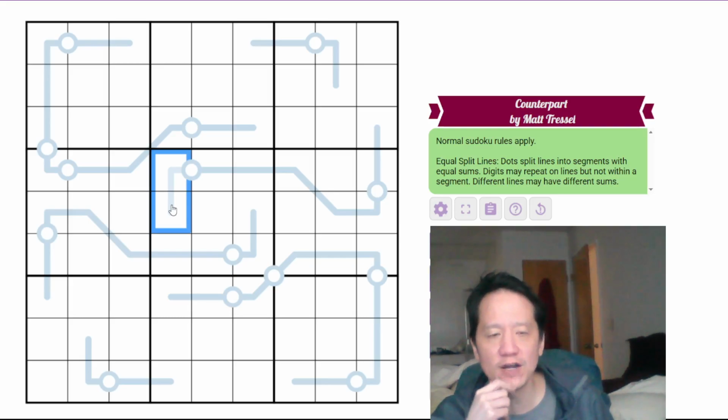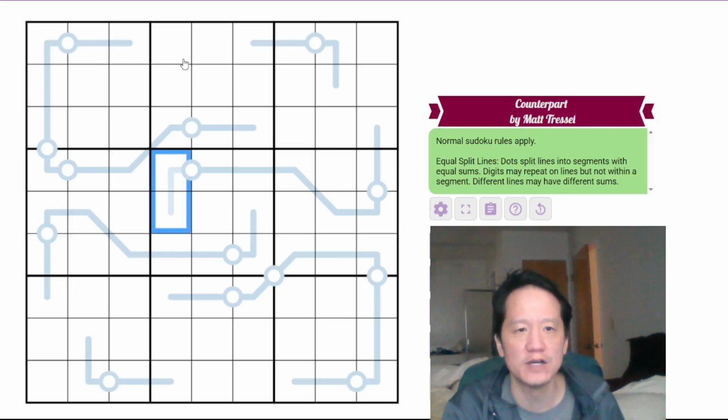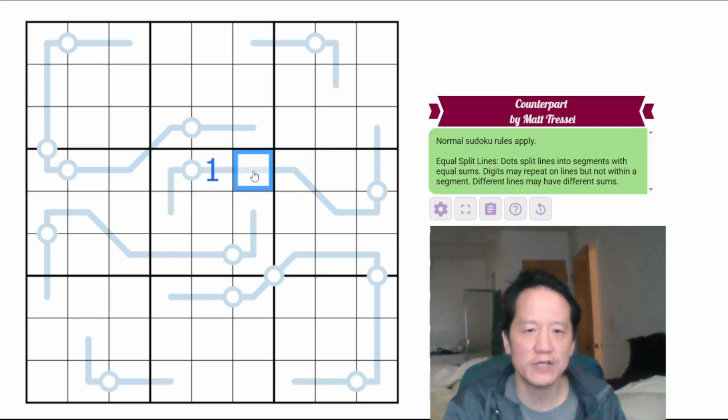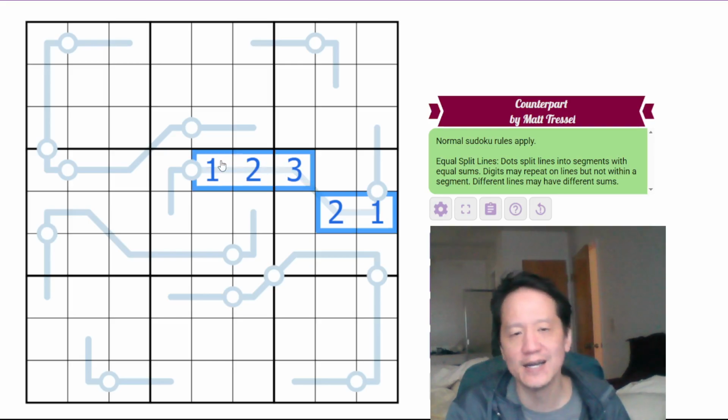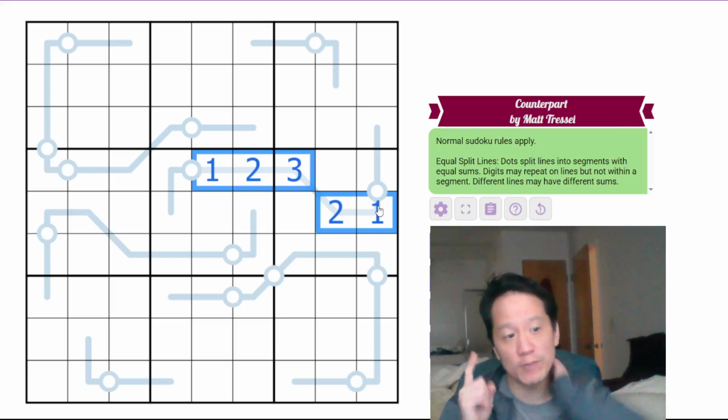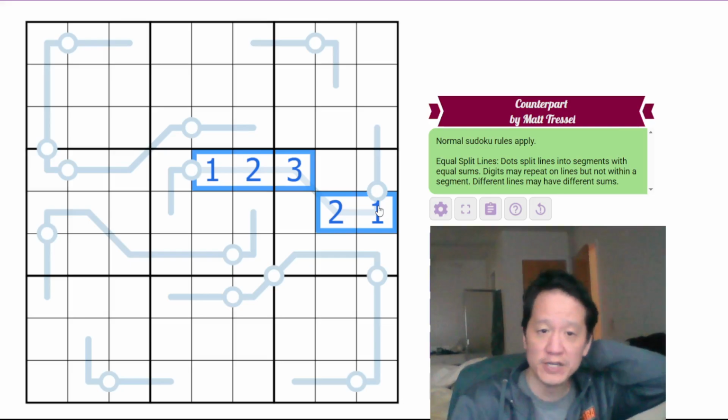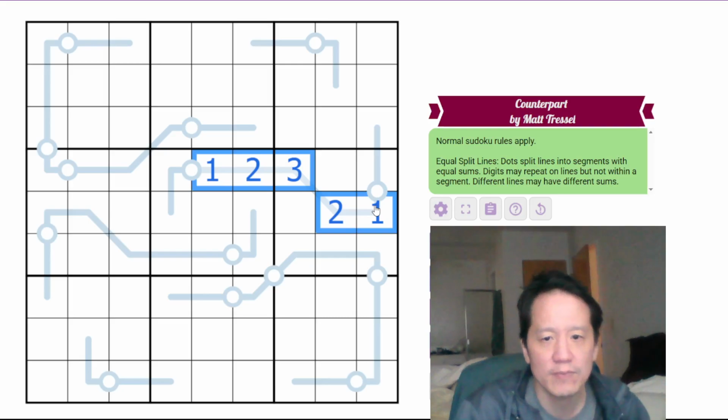So you can never have in the segment something along the lines of, I don't know, 1, 2, 3, 1, 2, 1. This is not valid as a segment because there are repeats, which is not allowed. Again, you can have repeats on the line, but not within a segment.